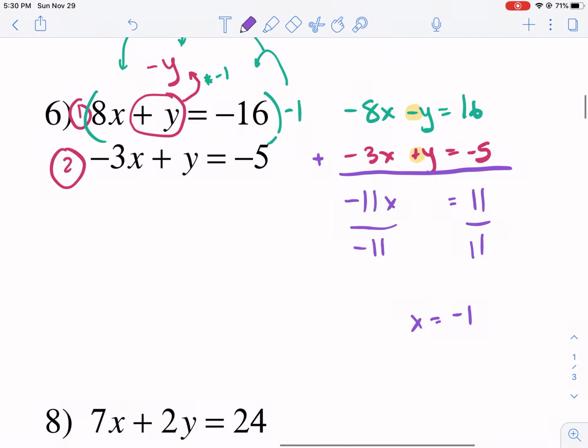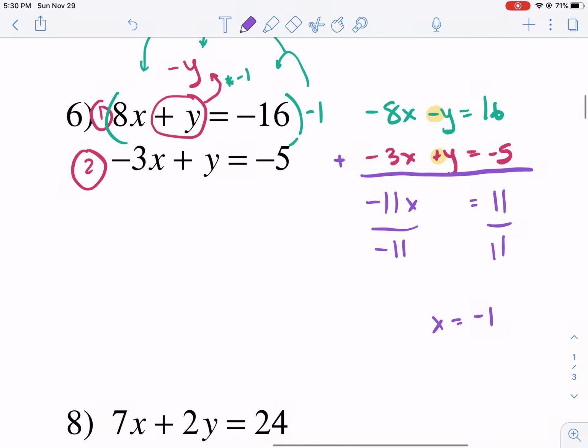Once we get x or y equals a number, in this case we got x equals -1, we can plug it into either equation. And we can even use one of the equations that we modified. We can use this green equation, we can use this pink equation, we can use this equation over here, we can use this one. It doesn't matter which one we use. We just have to plug it in to x somewhere.